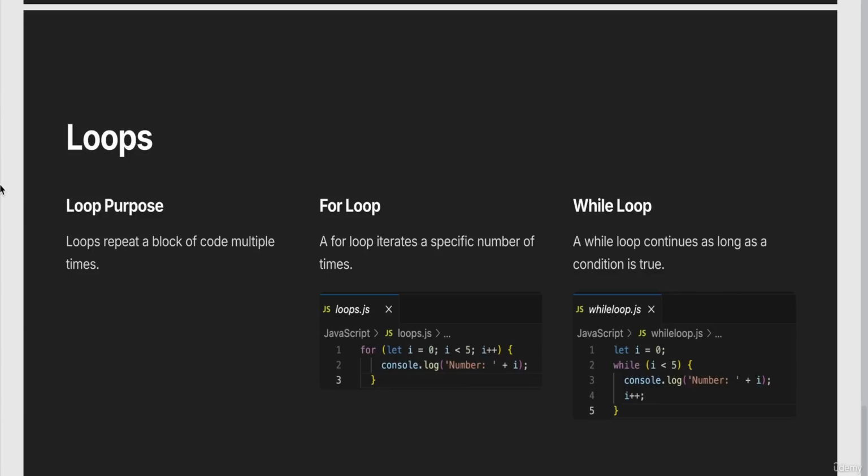And this is an example of a while loop. This while loop does the same thing as the for loop, but it keeps running as long as i is less than 5. The i++ inside the loop increases i each time. With loops, you can handle repetitive tasks with ease.